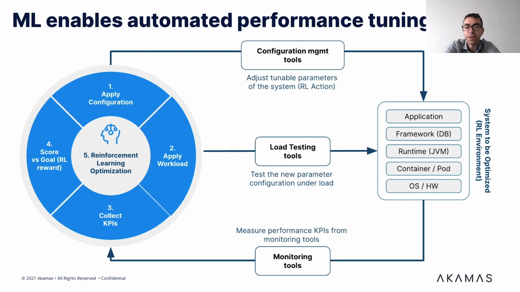The last step is where reinforcement learning kicks in by taking the score of the tested configuration, that is the reward, as input, and by producing as output the most promising configuration to be tested in the next iteration of the same process.